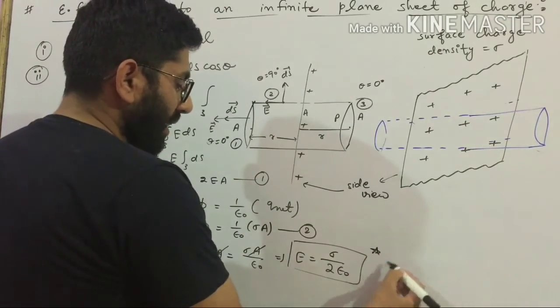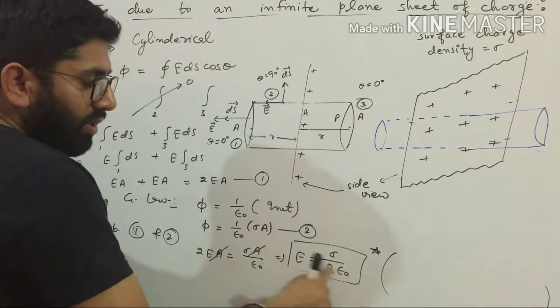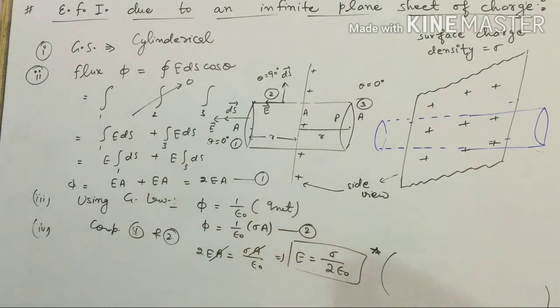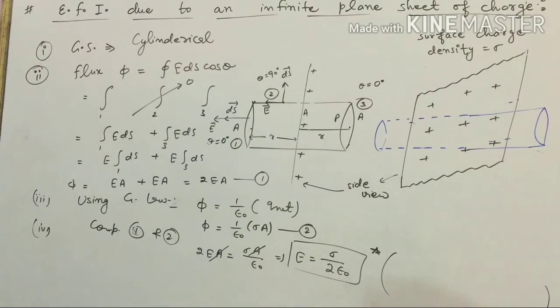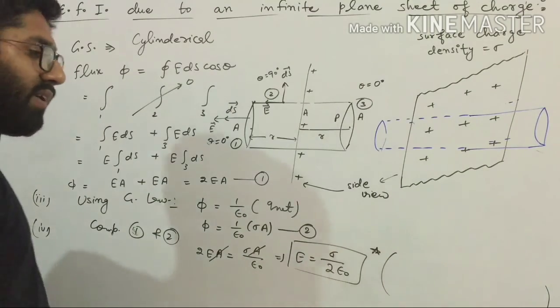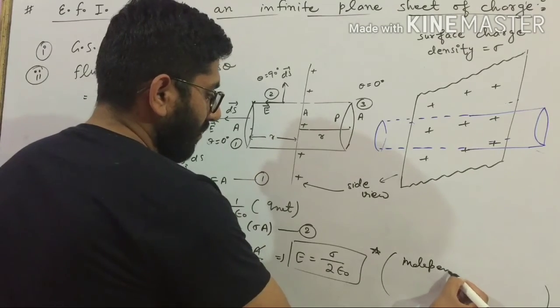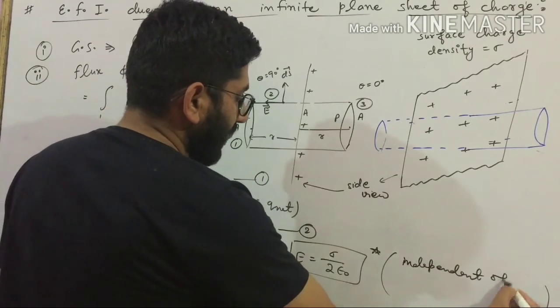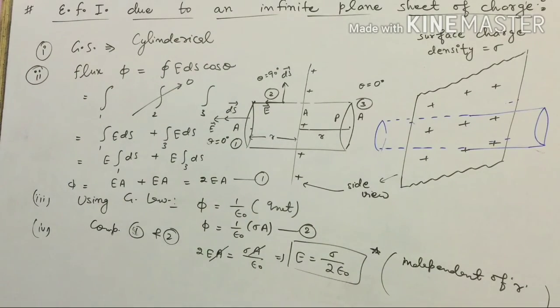And this point is very important: as you can see, the electric field does not depend upon r, where r was the distance from the sheet. So if we increase or decrease the distance of the point from the sheet, the electric field is going to be the same. So the electric field is independent of r. This is the only case in which the electric field remains independent of the distance.